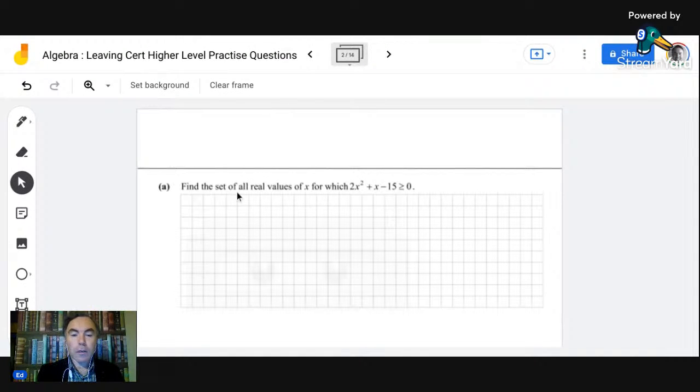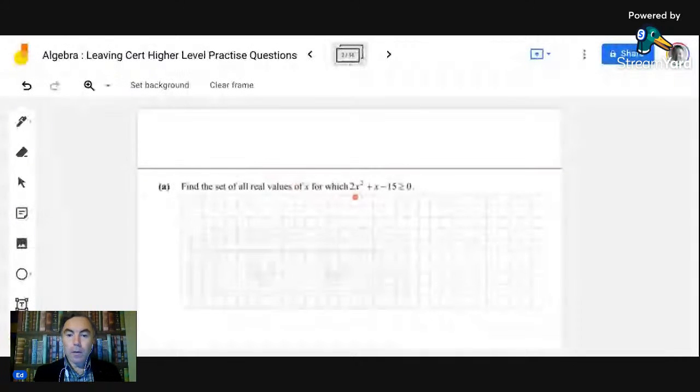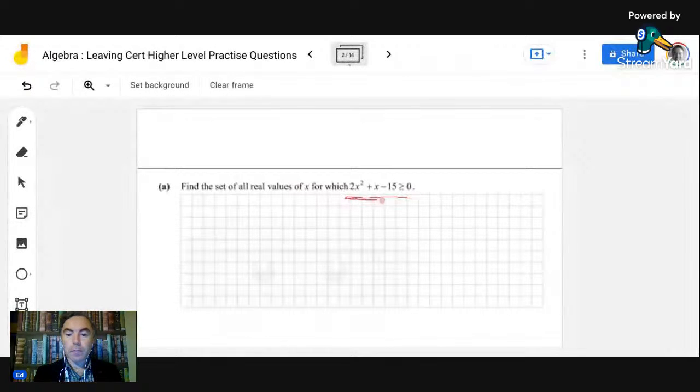Today we're doing Leaving Cert Higher Level Maths. And let's look at the first question. So we have: find the set of real values for the quadratic inequality. So we have 2x squared plus x minus 15 is greater or equal to 0. So we need the set of real values.